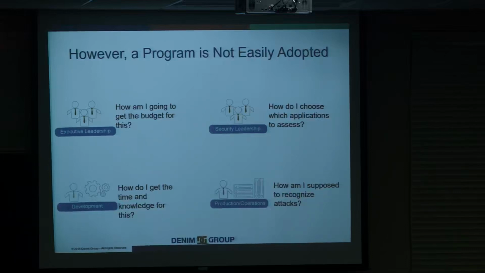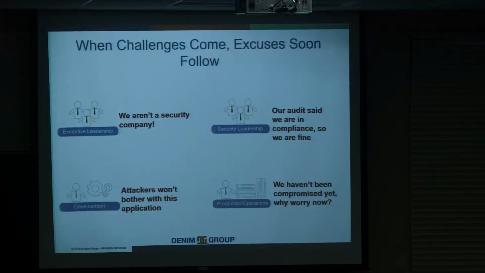And production ops may not even know what application security risks look like and how they're different from what they normally deal with day to day. These are people who deal with attacks regularly, but they don't know how to recognize application attacks. So when challenges come, excuses soon follow. These are all quotes we've heard over the years. We aren't a security company. Our audit said we're in compliance. Attackers won't bother with this. Well, we haven't been compromised yet. Really, why worry now?